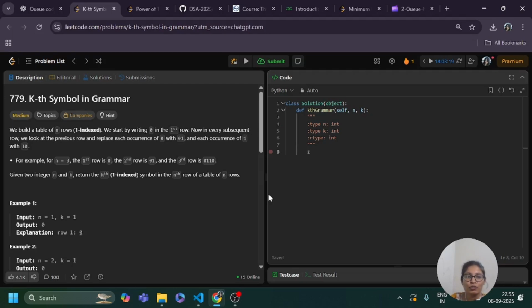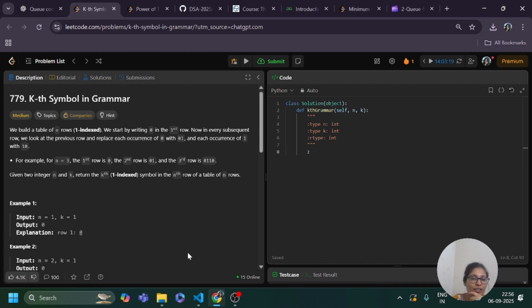Today we are going to learn another problem from LeetCode. Problem number is 779, and the question is the kth symbol in grammar. So we build a table of n rows. This is one-indexed.